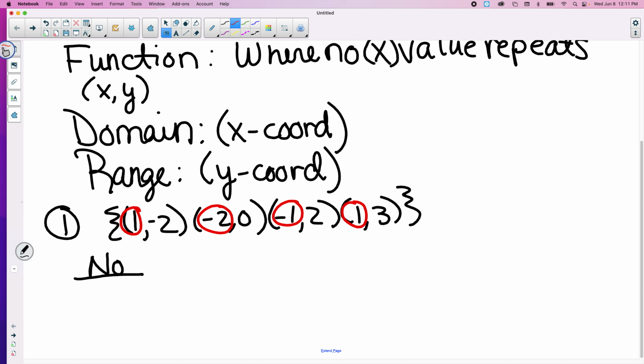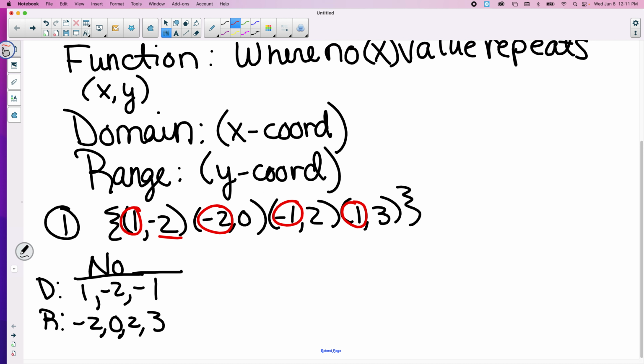Alright, then on the second blank, we're going to write the domain. Okay, so what is the domain for this? 1, 1, -2, -1. And if it repeats, you don't have to put it down twice. So it'd be 1, -2, and -1. Okay, that's your domain. So what is your range? Those are your y coordinates, so that would be -2, 0, 2, 3. Very good.